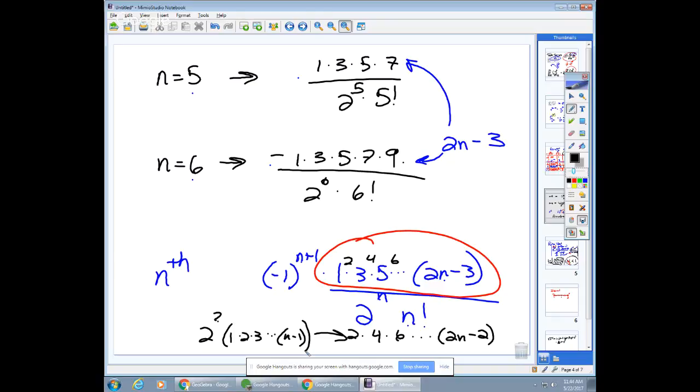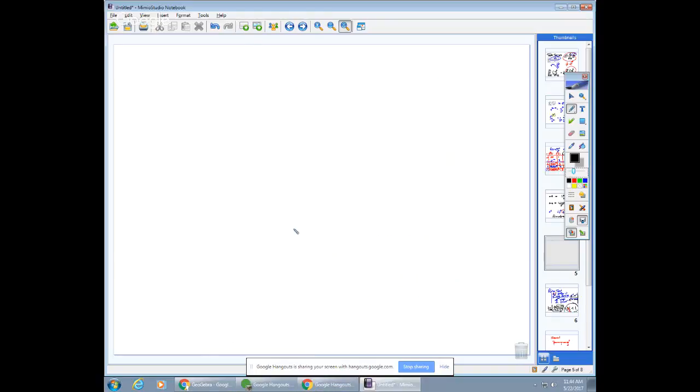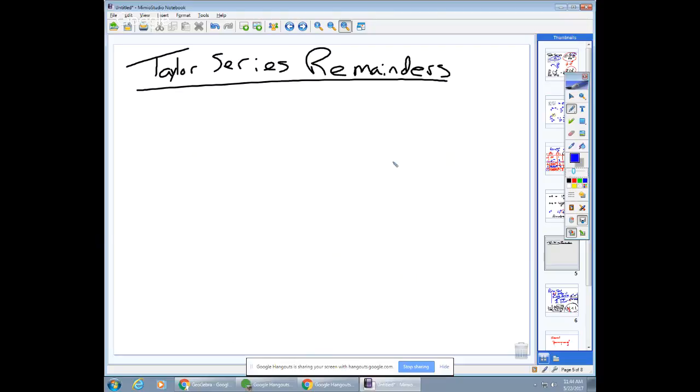All right, so let's talk about Taylor series in general and the remainder theorem, which is pretty awesome. Let's see, Taylor series remainders. So to talk about Taylor series remainders, I have to remind you all about Taylor polynomials. And all a Taylor polynomial is, is a Taylor series, but you stop. You don't go forever, right? Series implies you go forever. Taylor polynomial means you stop at some value of n.